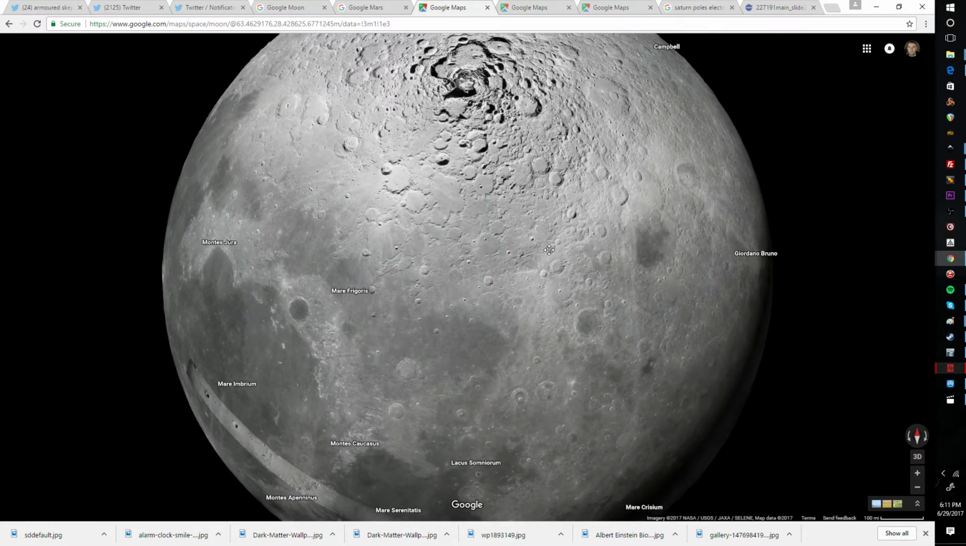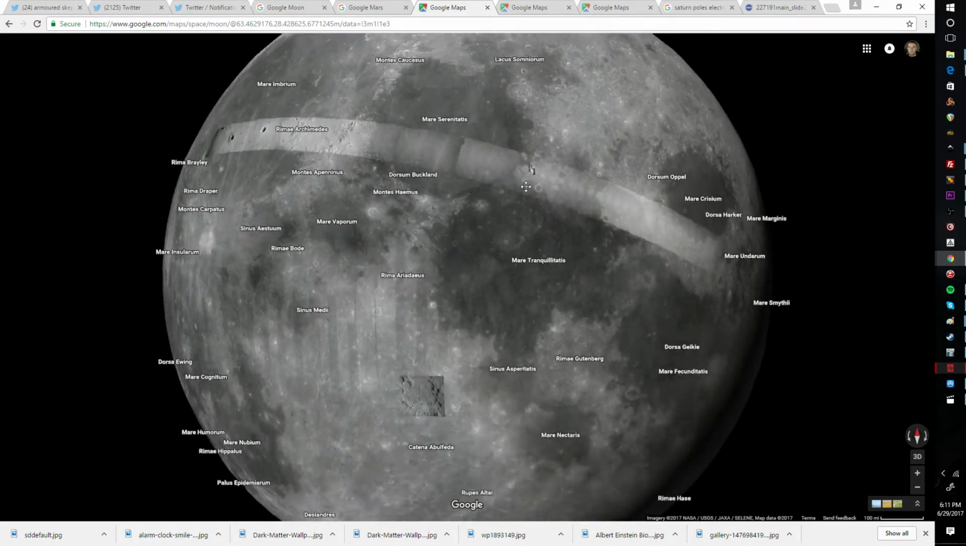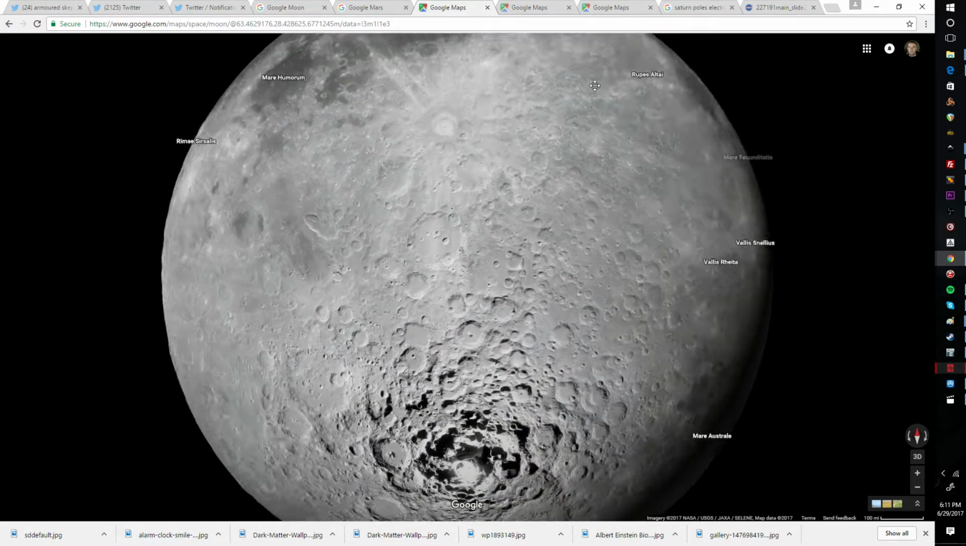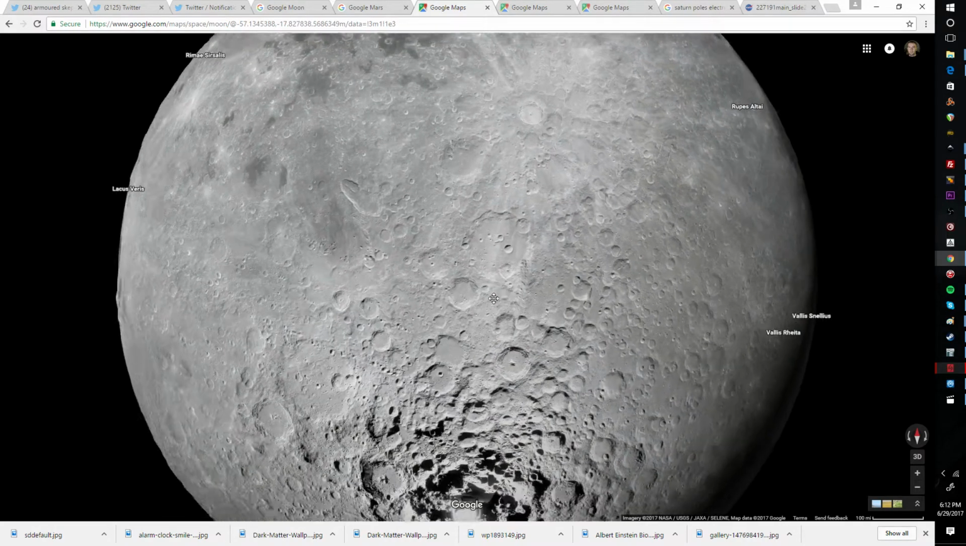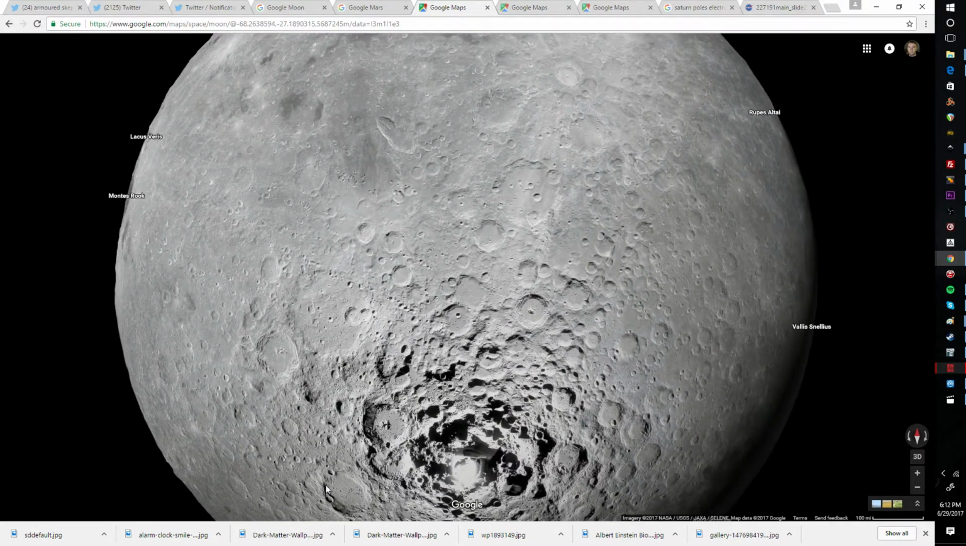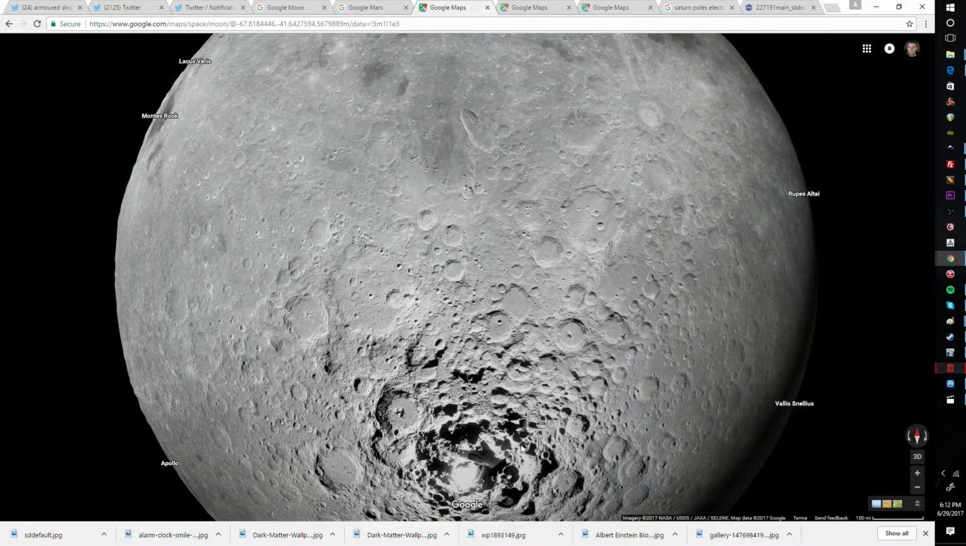And not only that, this is one of two features like this. The other feature is at the South Pole right here. And you can see that the distribution of the craters along the surface of the moon gets a lot greater as you approach the South Pole. This South Pole is just amazing to me because it looks almost like somebody drilled into the surface there.